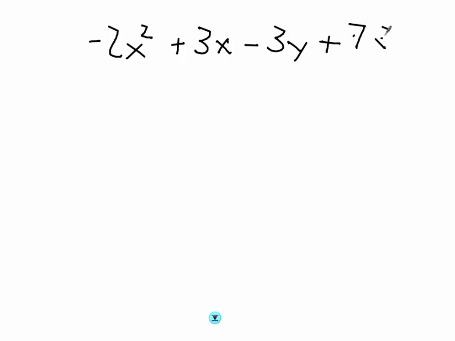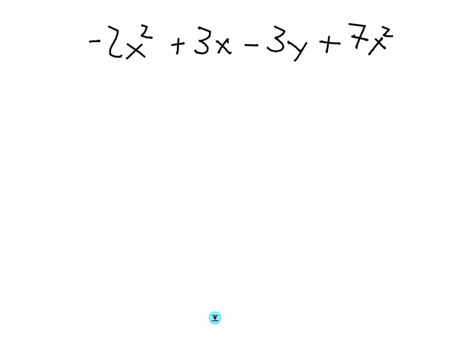Again, simple. The big idea with combining like terms is to make sure you find things that have the same variable. Make sure they're the same, or else you're going to have some issues. Plus, I don't know, 7x squared.